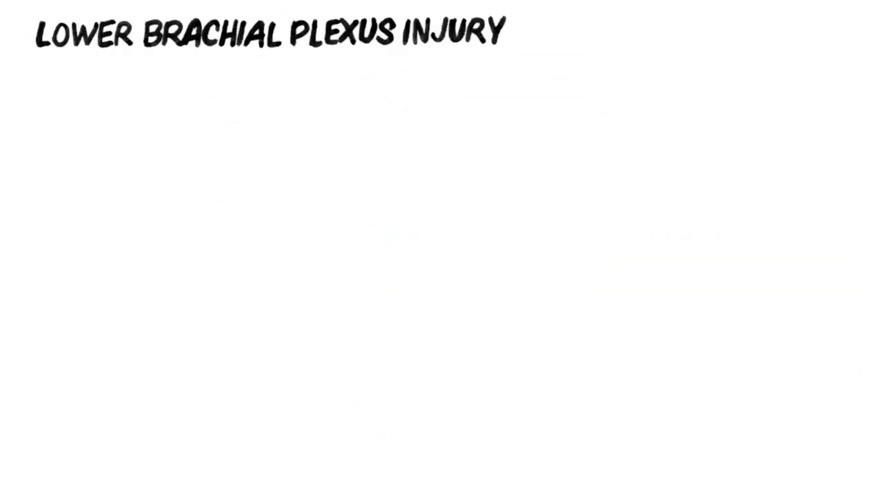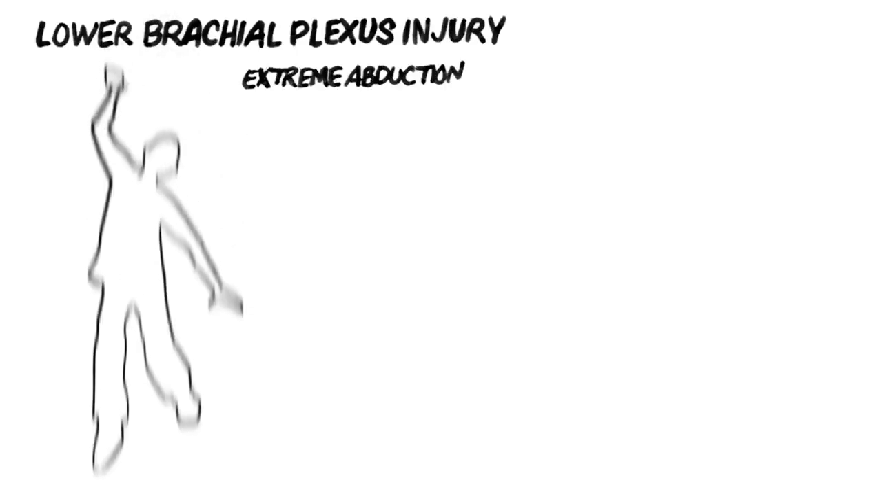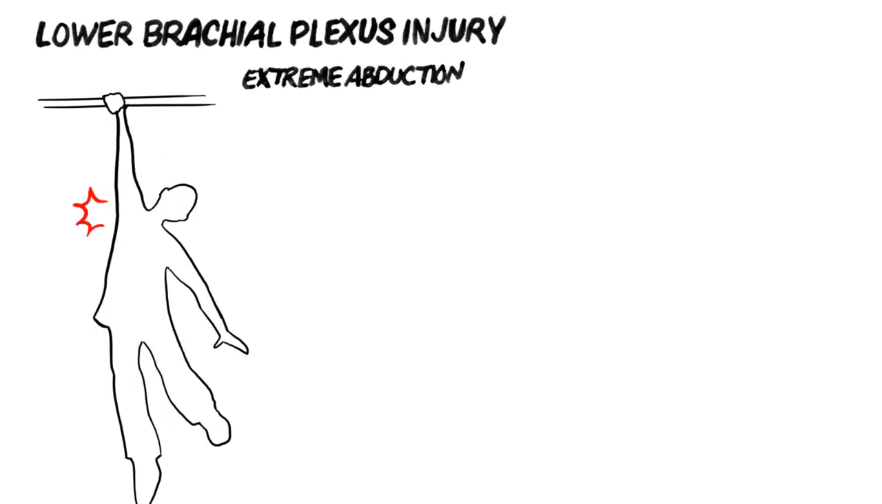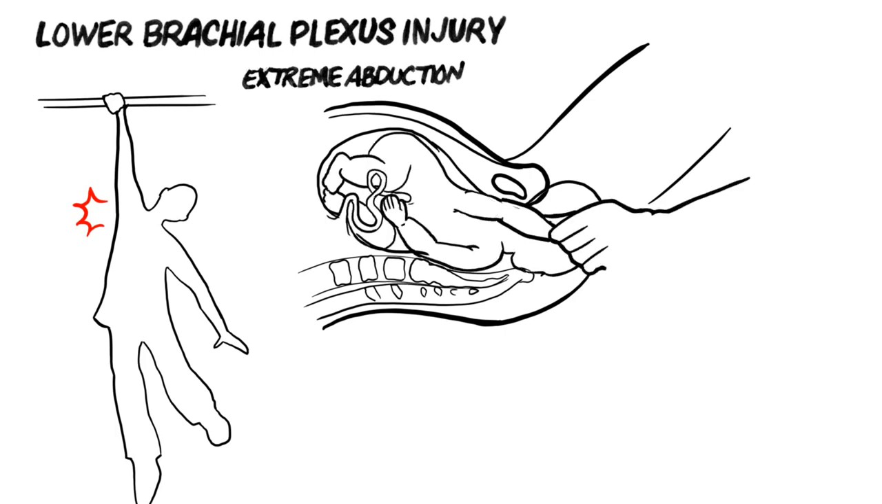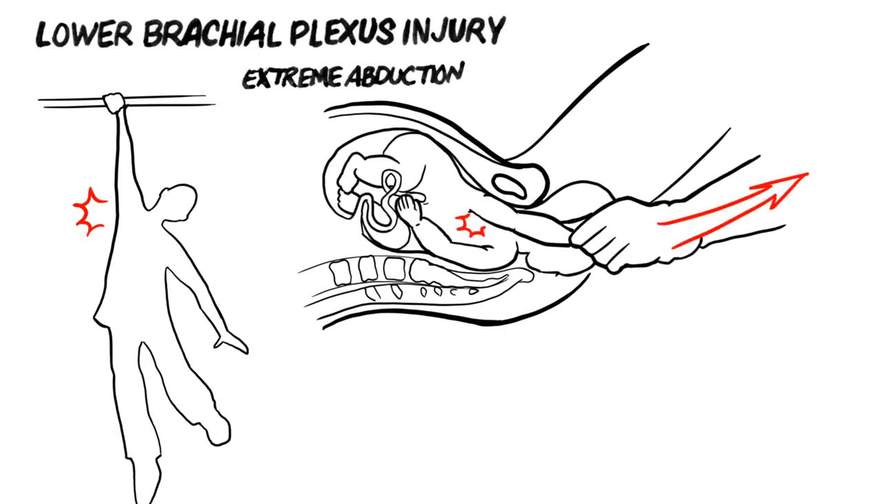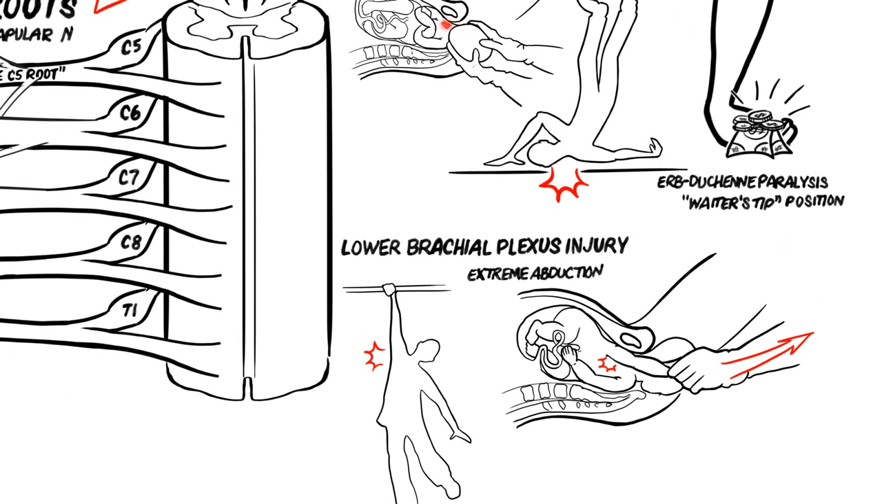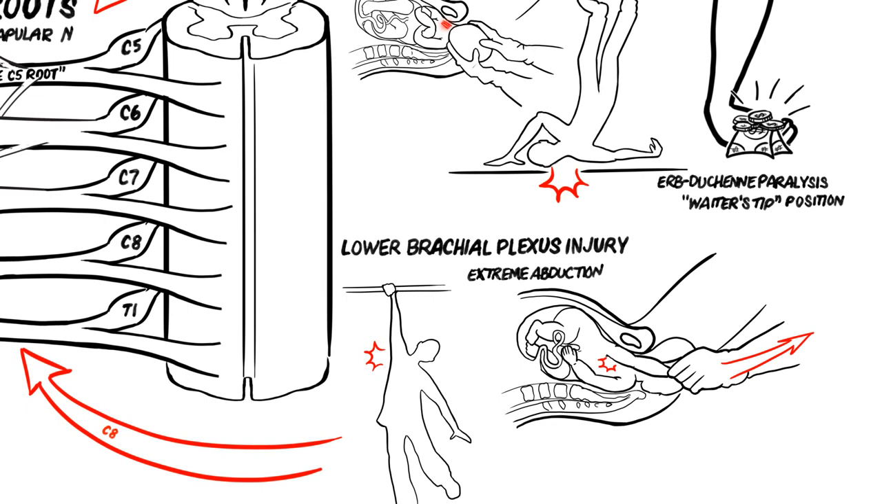Lower brachial plexus injury occurs during extreme or violent abduction of the arm, such as occurs when a person falling from a ladder or tree attempts to stop himself by reaching overhead for something to hang on to. Additionally, this type of injury can also occur during delivery when a baby is pulled by the arm from the birth canal. Lower brachial plexus injury occurs from extreme stretch placed upon the C8 root, the T1 root, the lower trunk, or a combination of these.